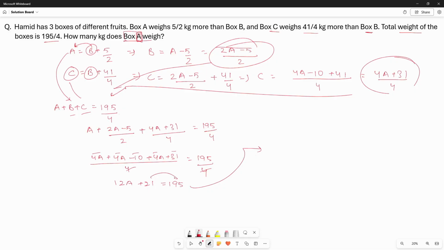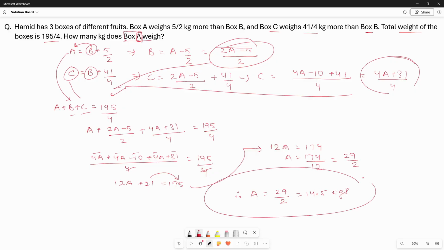Or this will go here. Then we get the value of 12A is equal to 174, or A is equal to 174 over 12, which is equal to 29 over 2. Therefore the weight of box A is equal to 29 by 2 kgs or 14.5 kgs. This is our answer.